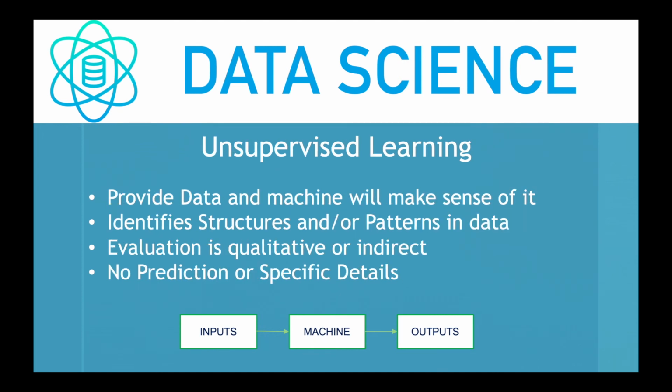Next one is unsupervised learning. In this, you don't have any labeled information. You just give data to the machine and it makes sense out of it.